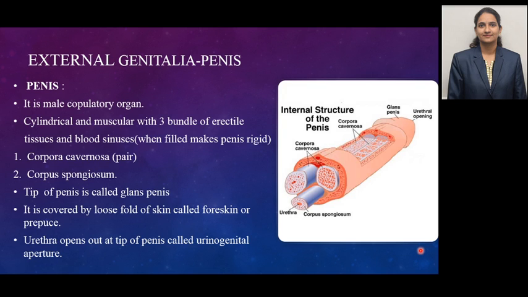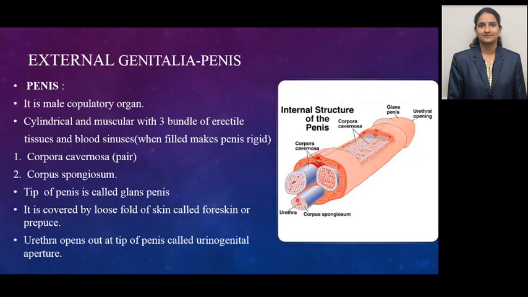First we will see external genitalia, which include penis and scrotum. First we will see the structure of penis and its functions. Penis is a male copulatory organ. It is a cylindrical, highly muscular organ. You can see from this diagram, it is a highly muscular organ with three bundles of erectile tissues. These are a pair of corpora cavernosa and a single corpus spongiosum.